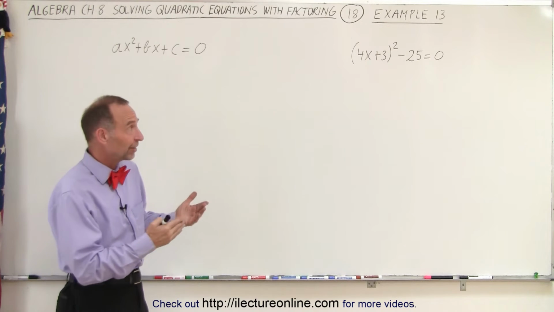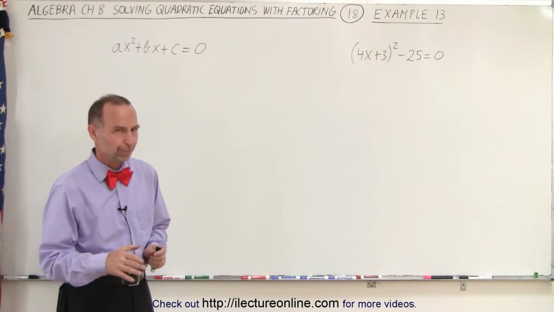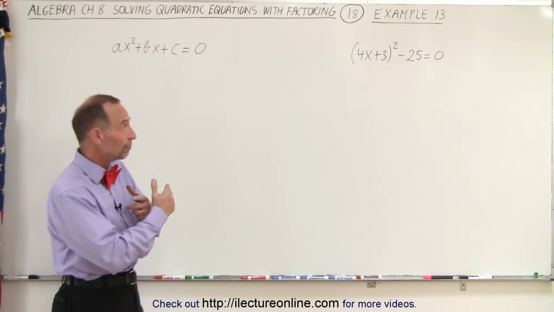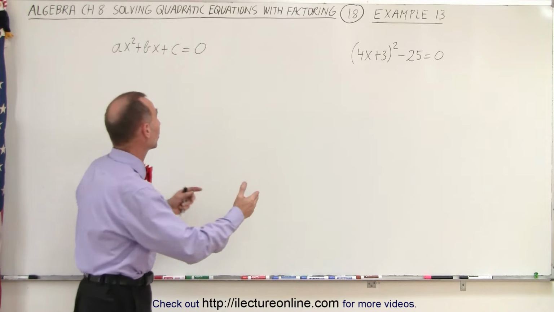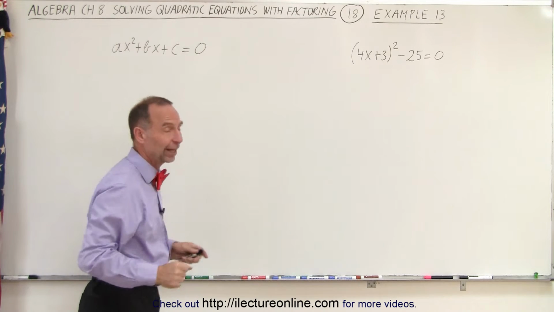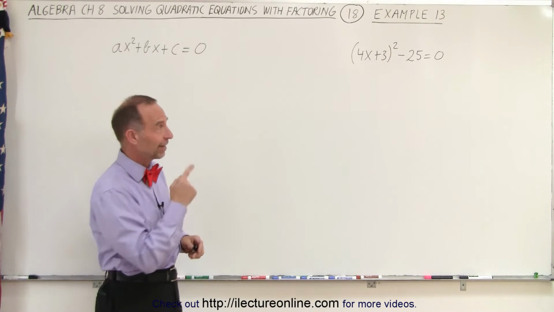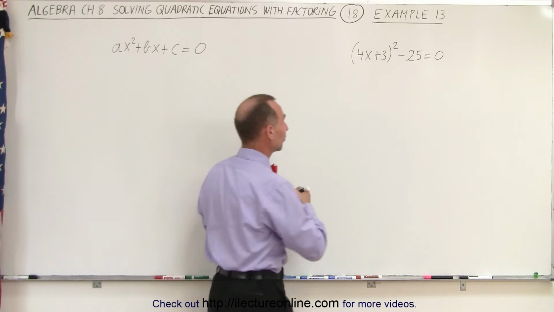Our next example, it should be immediately clear that it looks like the difference of squares, and we probably want to factor that as the difference of squares. But then if you didn't see that, you could simply multiply everything out, make it look like the general form, and then factor that instead. But you could save a lot of time by realizing that this could be written as follows.